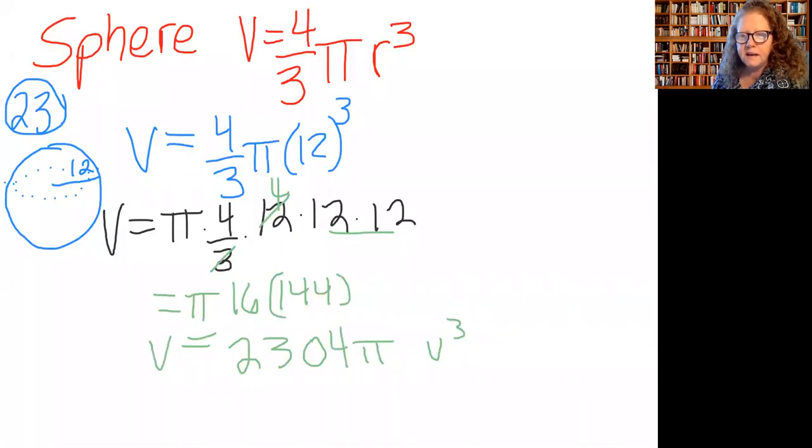So just to do a recap, what I did was I wrote out the 12 3 times because it's cubed. If I can divide this 3 into any of those numbers, I will. And then I went 4 times 4 and got 16. 12 times 12 got 144. Multiplied those together and got 2,304 pi units cubed. Any questions on that?